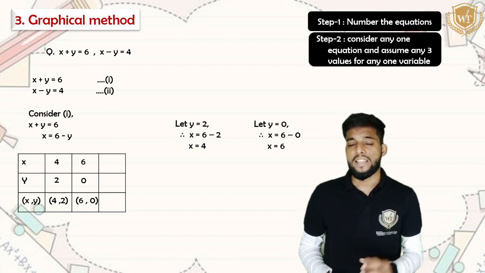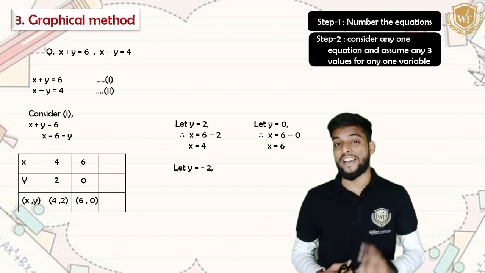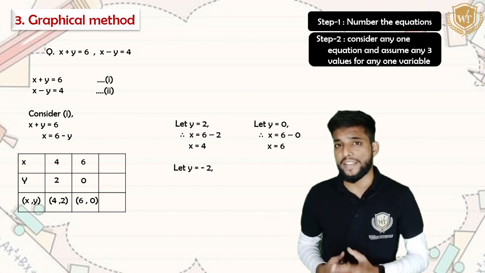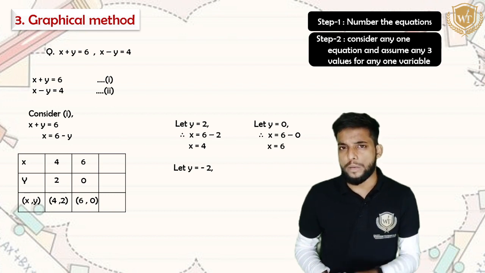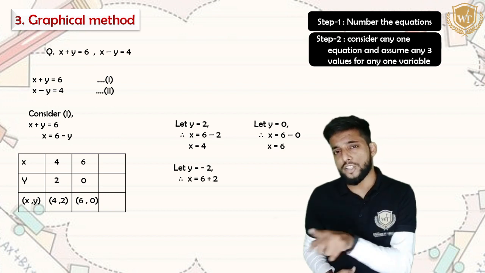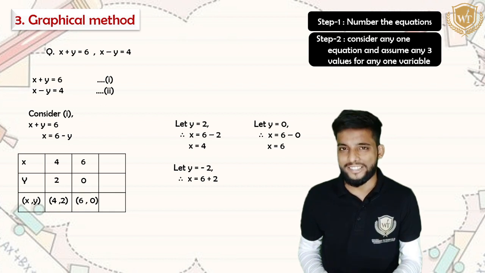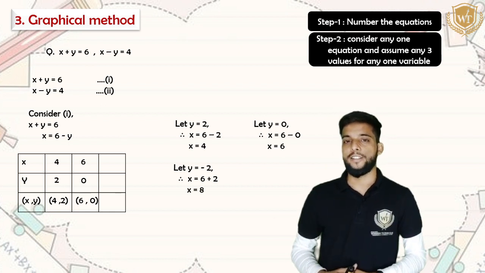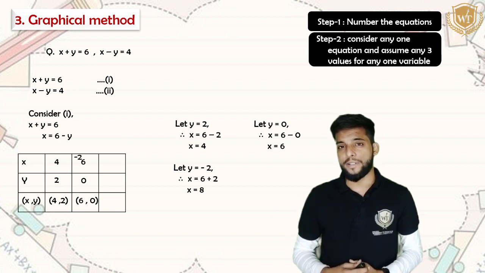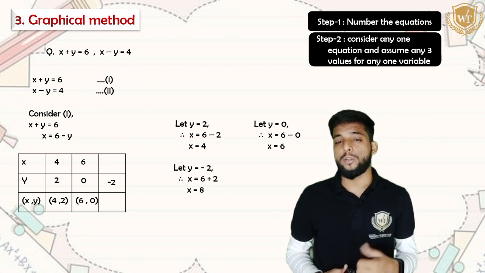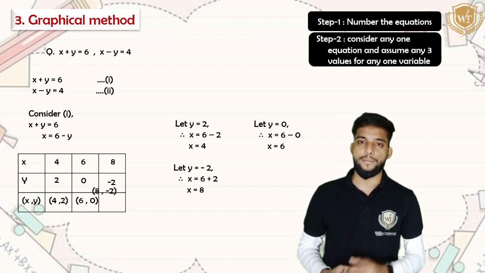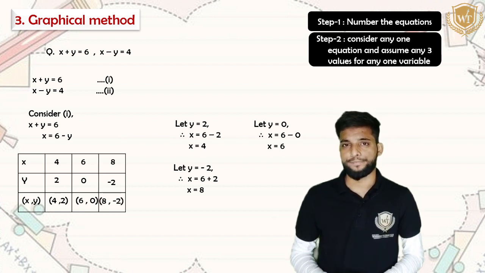Perfect, students. Let us assume one more value. Three values assume karne, right? So let us assume one more value. Y is equal to minus 2. So now x will be 6 minus of minus 2, which is nothing but 6 plus 2. So x ka value will get 8. Let us fill these values in the table. So x ka value 8, y ka value minus 2, and the point will be 8, minus 2.